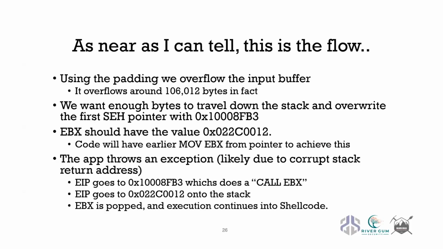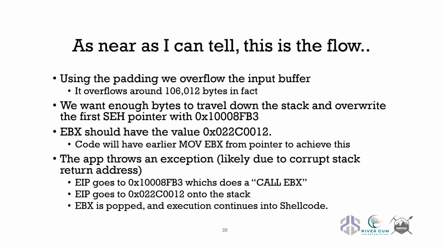As near as I can tell, as I analyze the flow of the exploit, it works like this. The padding is what's used to overflow the input buffer listening on port 987. The overflow actually occurs right after 106,012 bytes, way earlier than the amount of padding that was supplied. However, the extra padding is needed so that we can keep walking down memory to eventually overflow that first structured exception handler pointer. And that's what we're really going after here, okay? So we get enough bytes to travel down the stack and overwrite that first SEH pointer with the address 0x10008FB3. I think I added an extra zero there, sorry, right?